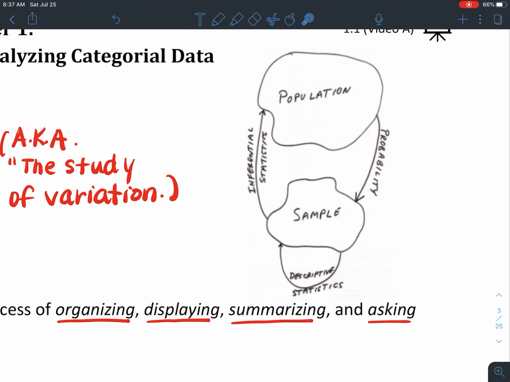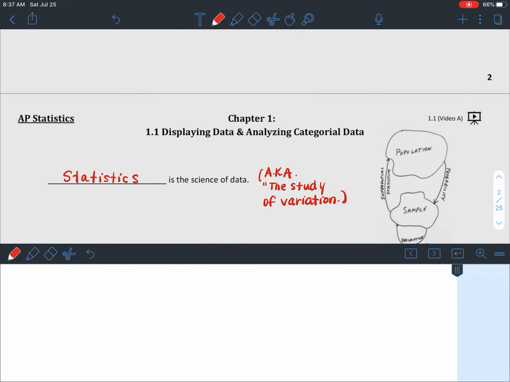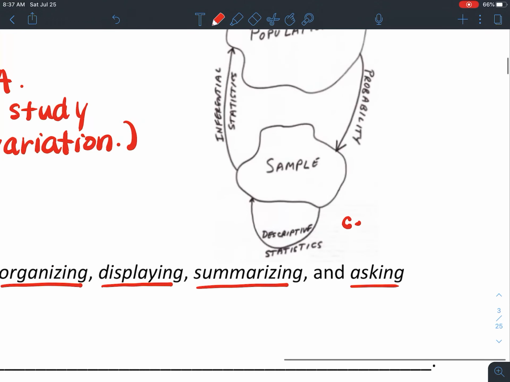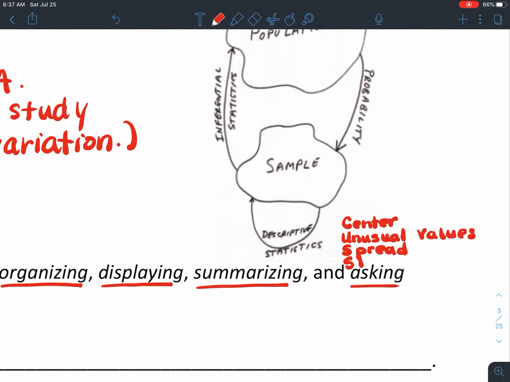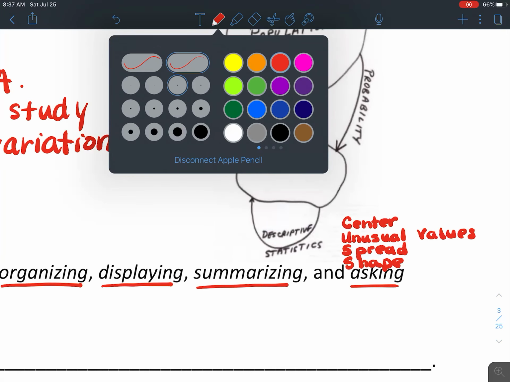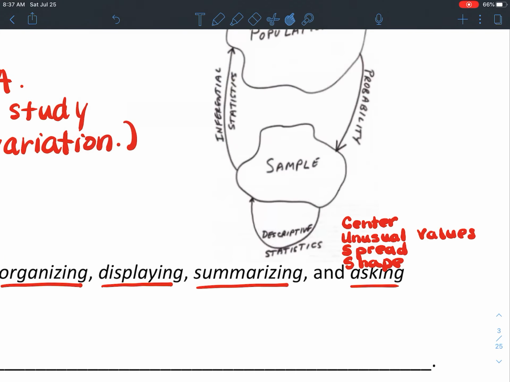So your sample, we would perform what's called descriptive statistics. And descriptive statistics is much more than just mean, median, and mode, but you would look for trying to find the center of the data. Maybe you would look for some unusual values, if there's any outliers or anything like that. You would look for what's the spread of the data, how spaced out is it, and what's the shape of that sample. Okay, and you'll notice that this makes the acronym CUS, which we'll talk about more in the future.